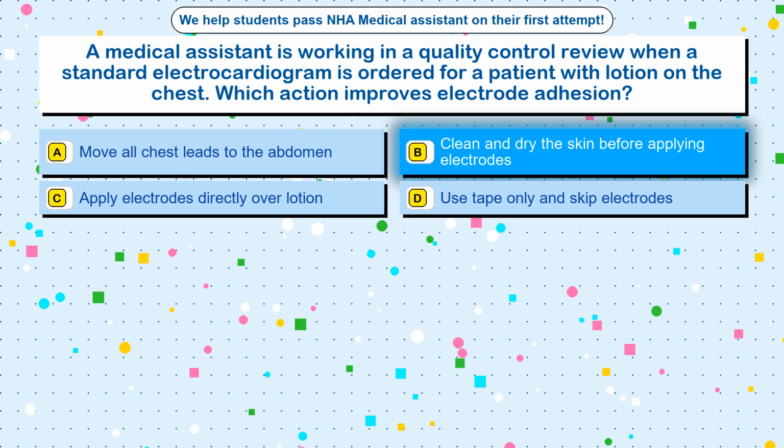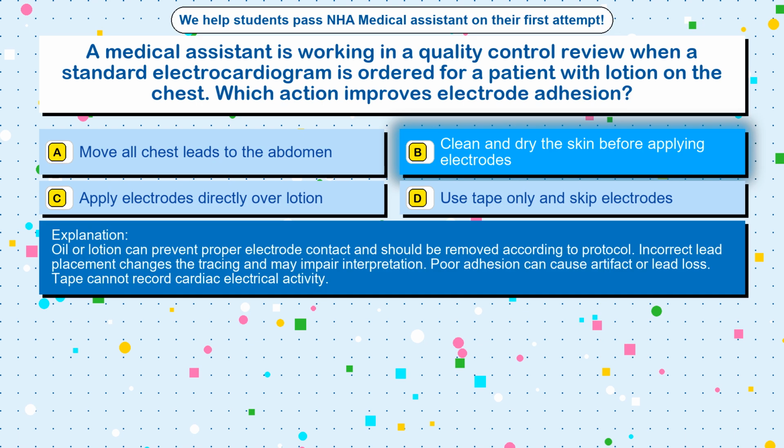The correct answer is option B. Clean and dry the skin before applying electrodes. Oil or lotion can prevent proper electrode contact and should be removed according to protocol. Incorrect lead placement changes the tracing and may impair interpretation. Poor adhesion can cause artifact or lead loss. Tape cannot record cardiac electrical activity.